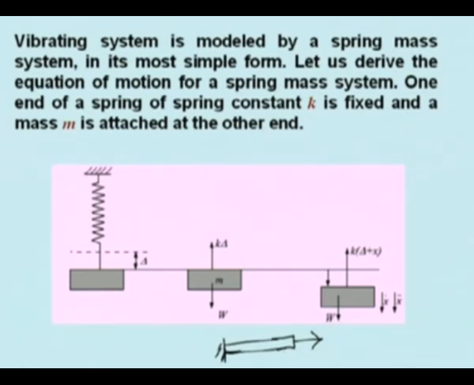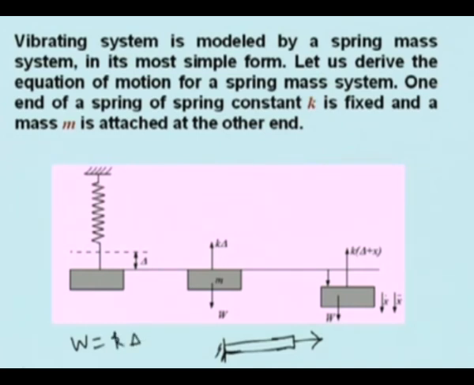Now one end of a spring of constant K is fixed and a mass is attached at the other end. When you put that mass here, there is a displacement. This is the static displacement delta. This is the equilibrium position. You may say that at this point W will be equal to K delta.